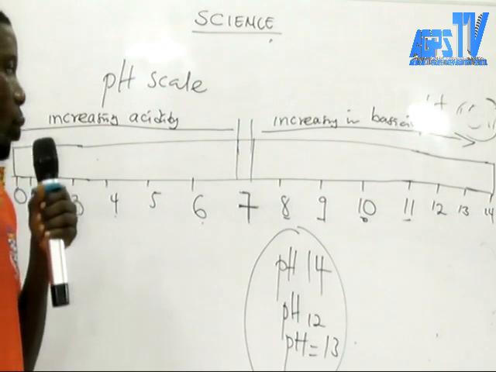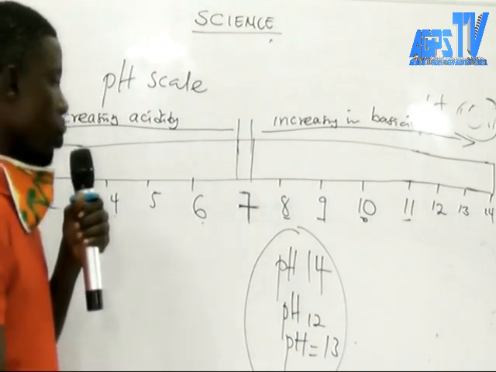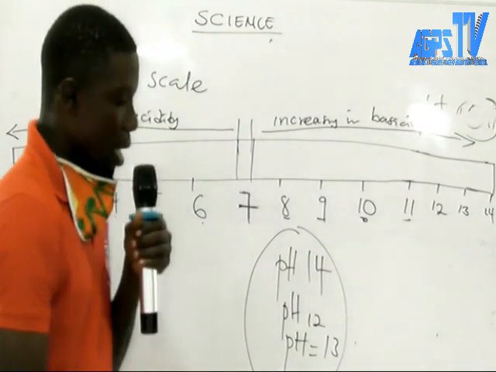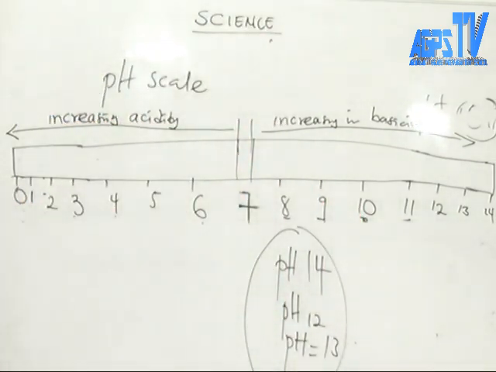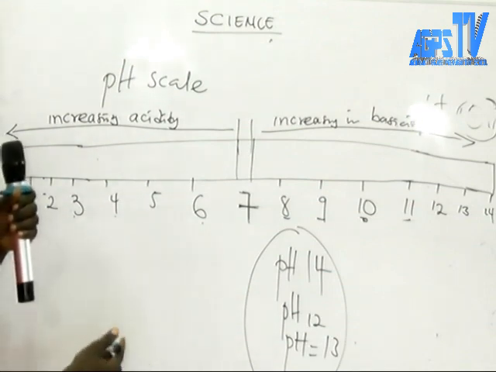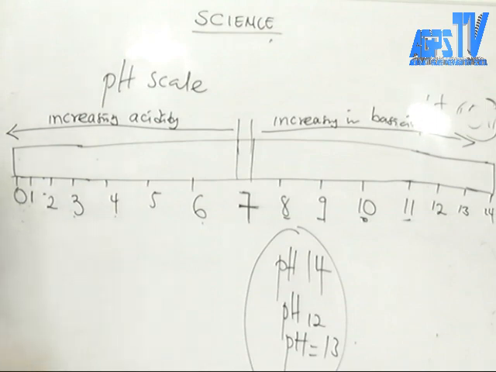This is the pH scale. They can draw this pH scale for you to indicate whether a solution is a strong or weak base or a strong or weak acid. So we have to take note of that. It is based on their pH scale.